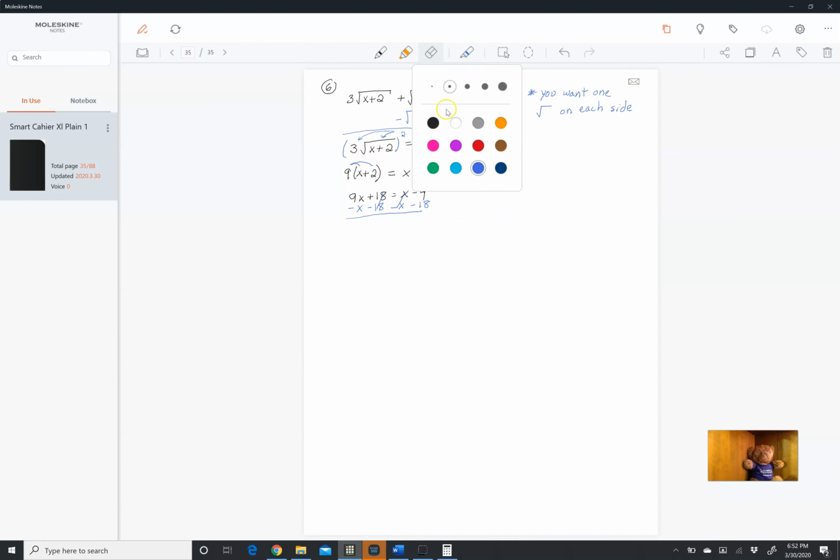And now what we have here is 8x is equal to negative 22. Okay, negative 4 plus negative 18 is negative 22. We divide both sides by 8. And remember, we want to reduce, okay? We never want to write out a fraction if it's not in reduced form. Both of these are divisible by 2. So x is equal to negative 11 over 4.